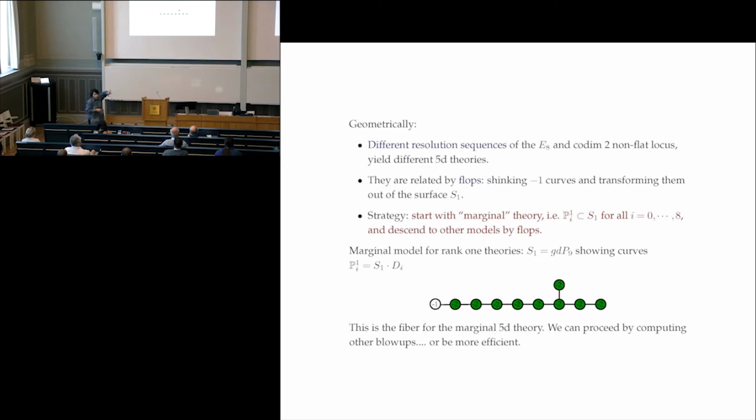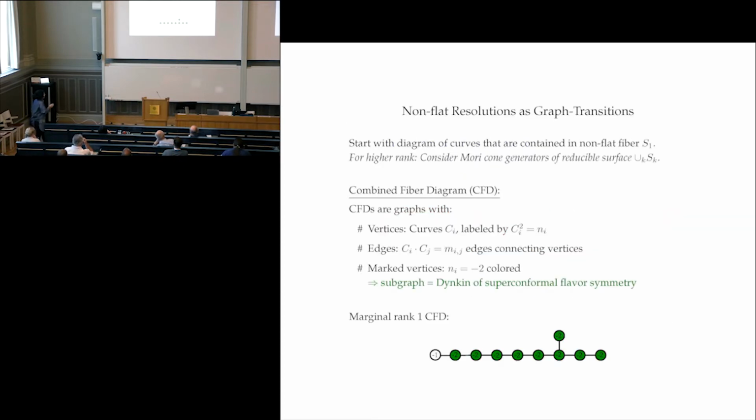So instead of now running through the very classic algebraic geometry of how we flop curves, I will just define for you a way of just formalizing this in terms of these graphs. So basically, we'll start with a diagram that represents these curves, and all the curves that I'm drawing are contained in these non-flat surfaces. Generically, we'll have a collection of surfaces, so we have a reducible surface. Given the rank, there'll be rank many surface components.